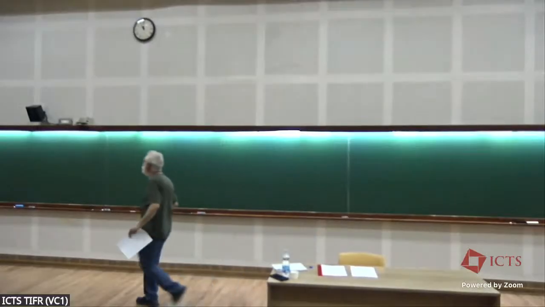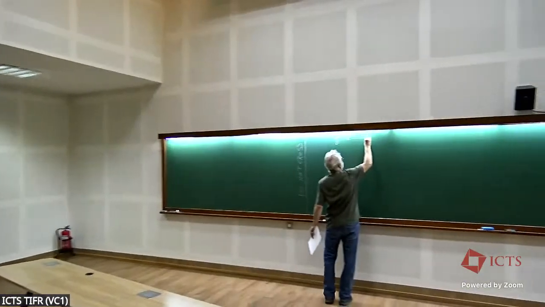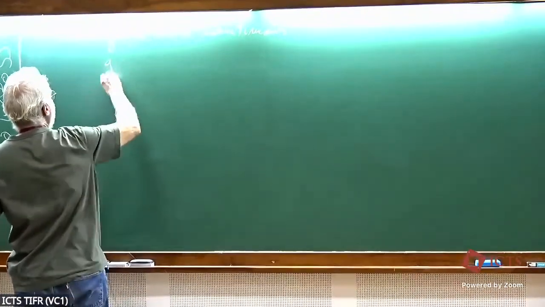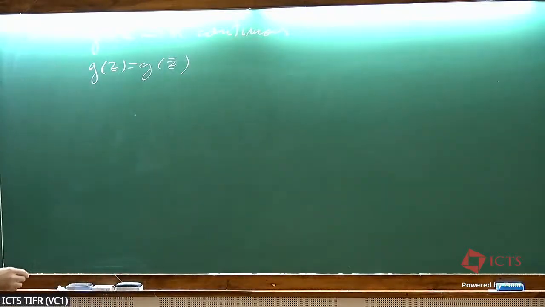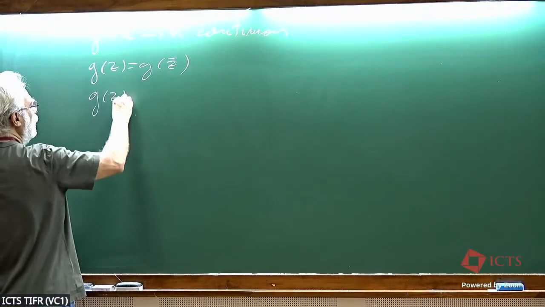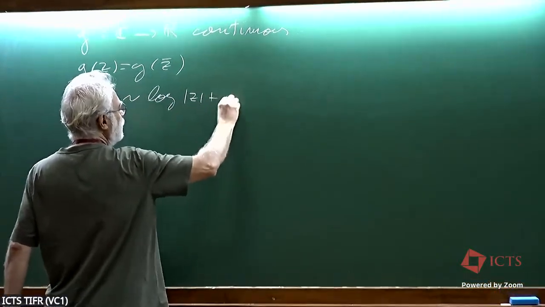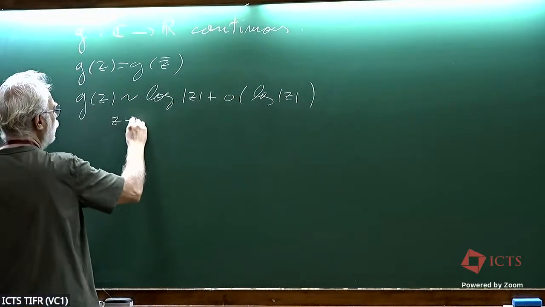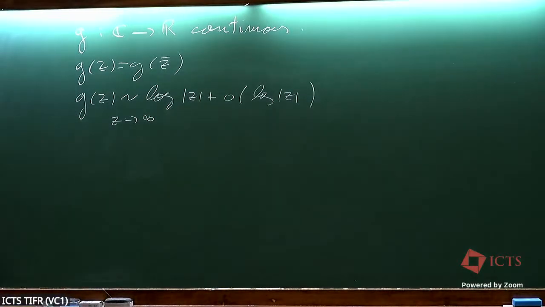We have a function g, which is a continuous function from C to R, that is invariant under complex conjugation, so g of z is equal to g of z bar, and that g of z has asymptotic log of absolute value of z plus a small o of log of absolute value of z when z goes to infinity. And then we define a height associated to this function.